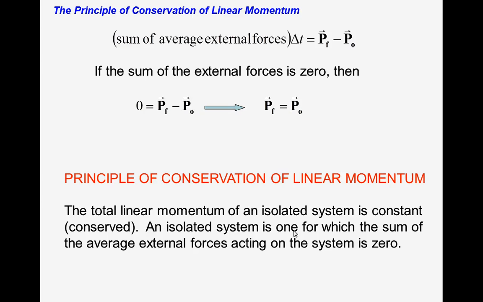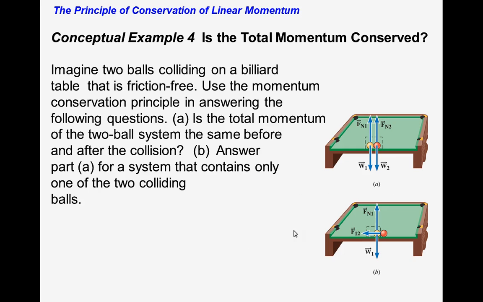conservation of linear momentum. The total linear momentum of an isolated system, isolated so we're ignoring external forces, is constant. An isolated system is one for which the sum of the average external forces acting on the system is 0. So if you imagine two balls colliding on a billiard table that is friction-free, we're going to use momentum conservation principle in answering, is the total momentum of the two-ball system the same before and after the collision?